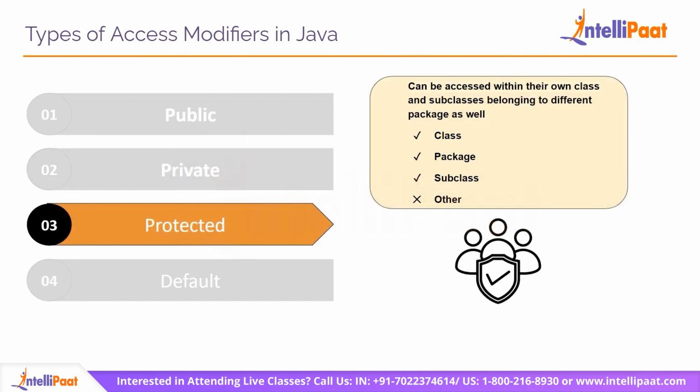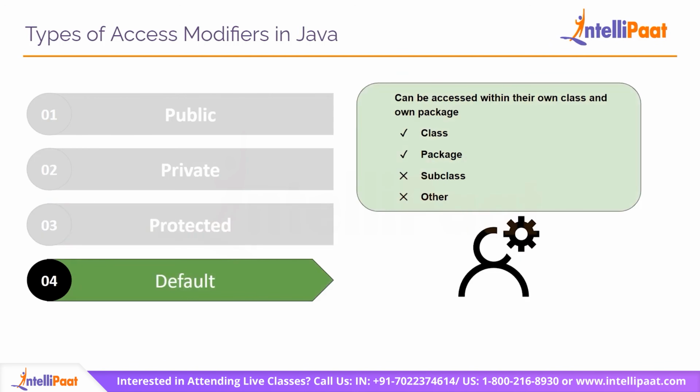While anything marked as protected can be accessed throughout the same class and also in its subclasses or child classes. These members of our program having protected access are also accessible to those classes which belong to different Java packages as well. The default access modifier is by default assigned to the members of a Java program if no other access modifier is specified to them. These members with default access are accessible within the same class and can also be accessed throughout the same package, but cannot be accessed by the classes which belong to other packages.